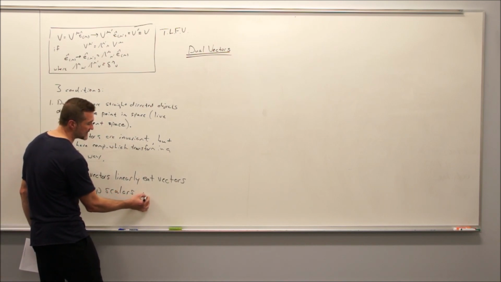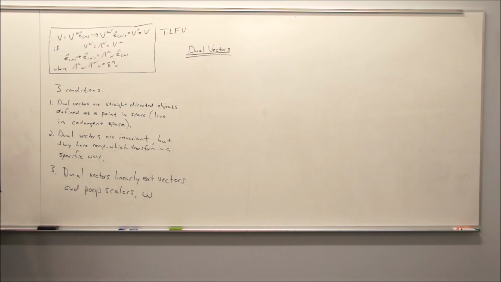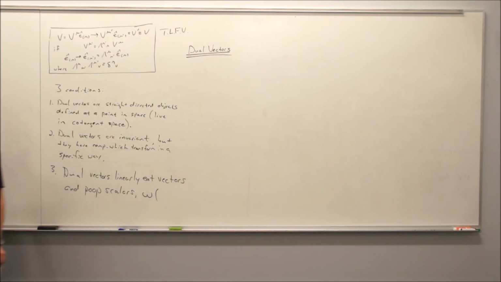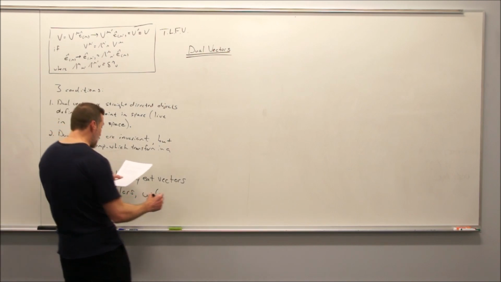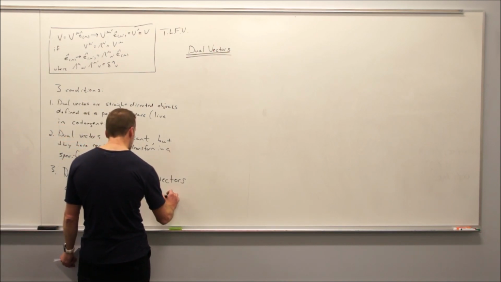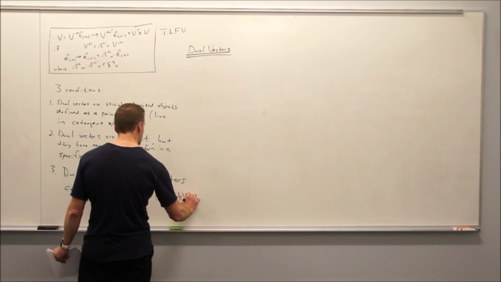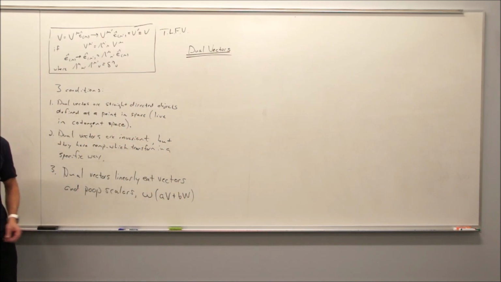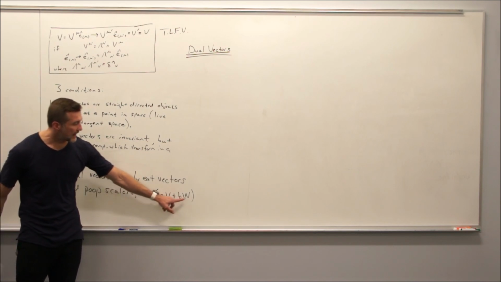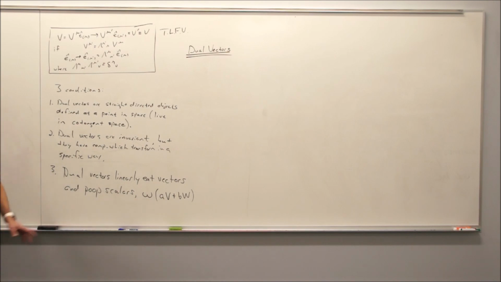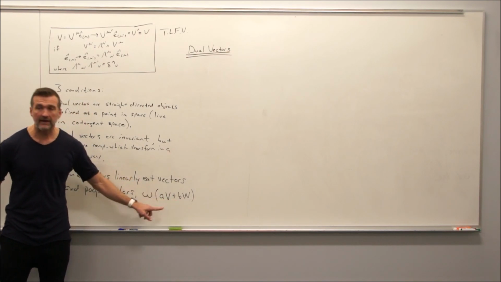So I'm going to write this symbol omega. That's going to be a dual vector. Okay? And then I'm going to show you what the eating of a vector looks like, in an example that also expresses the linearity of the eating. So first of all, I'm going to take a linear combination of vectors. In this expression, V and W are vectors, and A and B are just scalars. So this is a linear combination of vectors.